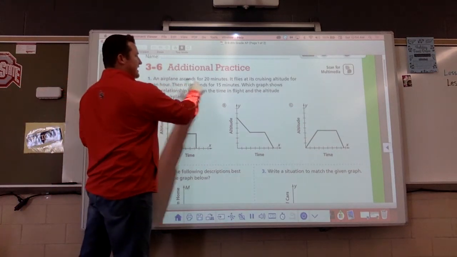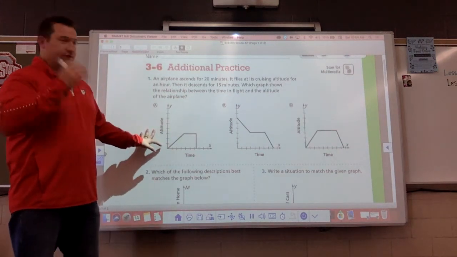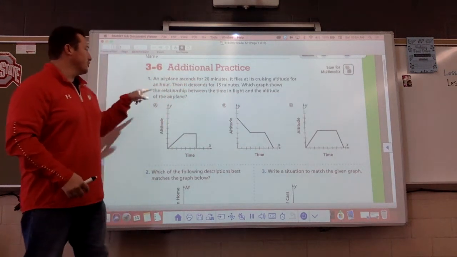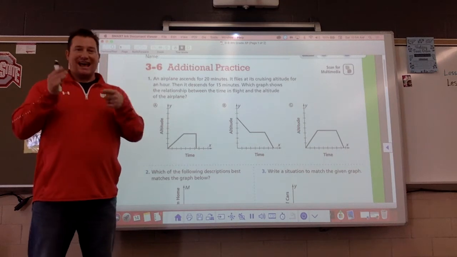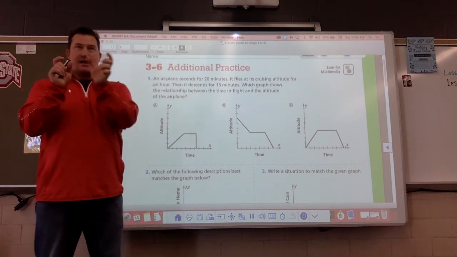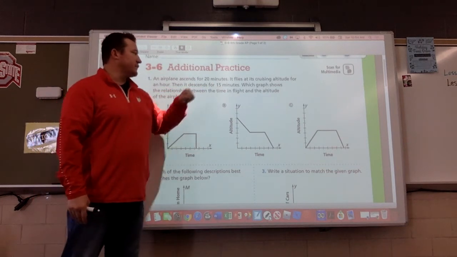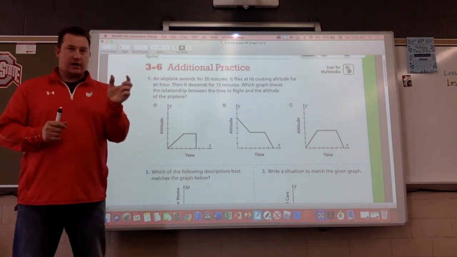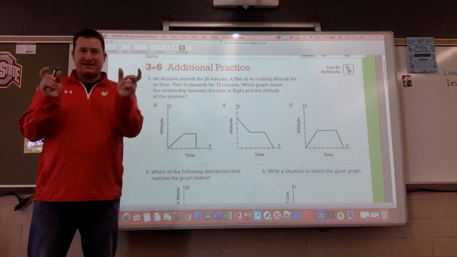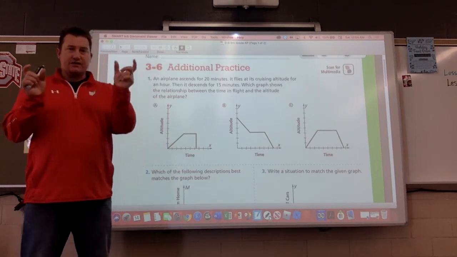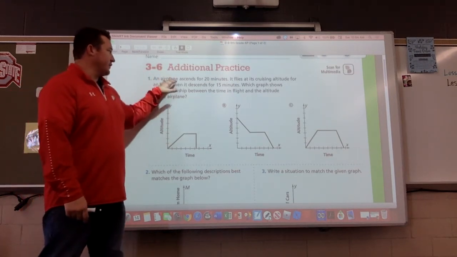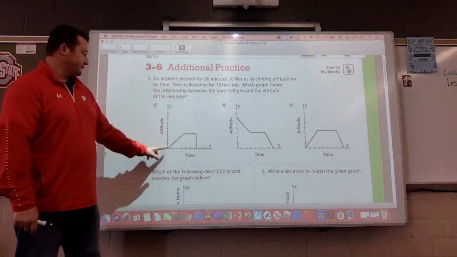An airplane ascends for 20 minutes. There's your first interval. It flies at that cruising altitude for an hour. An hour is longer than 20 minutes, so think about that. The interval's got to be a lot longer. Then it descends for 15 minutes. Okay? That one's going to be about the same distance on our x values as the first one was. Which graph shows that?